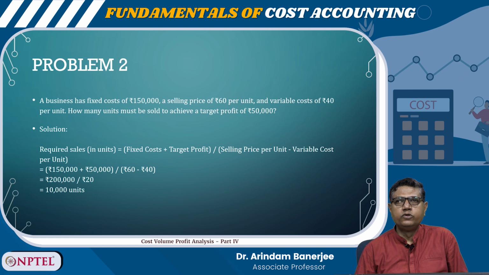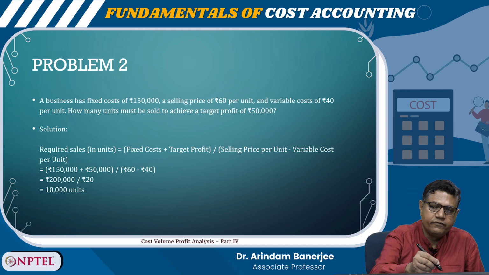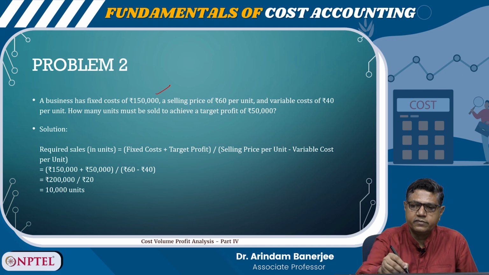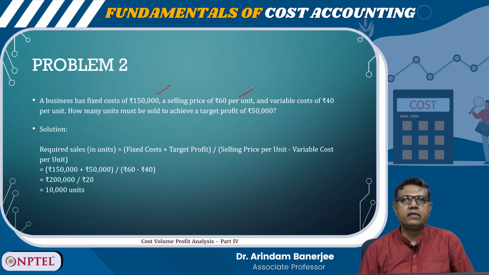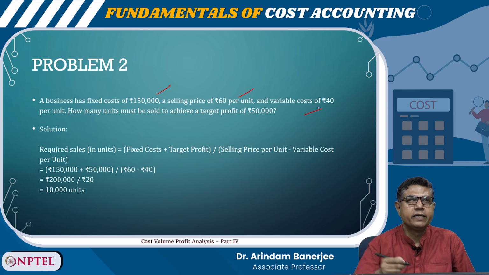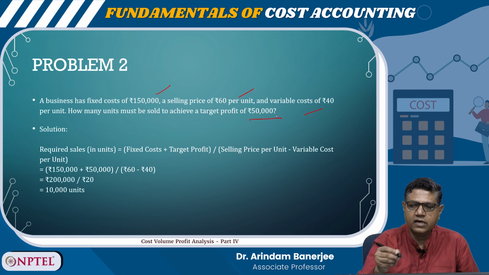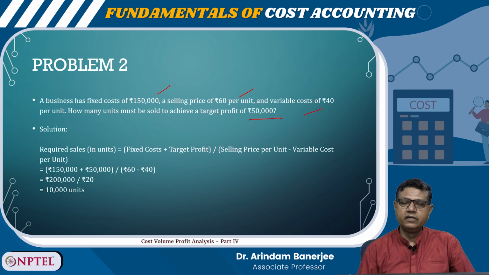So, this was problem number 1, now problem number 2. A business has fixed cost of rupees 1 lakh 50 thousand, a selling price of 60 per unit and a variable cost of rupees 40 per unit. How many units must be sold to achieve a target profit of 50,000? In the previous problem we calculated the number of units to reach break-even, that is the zero profit point.